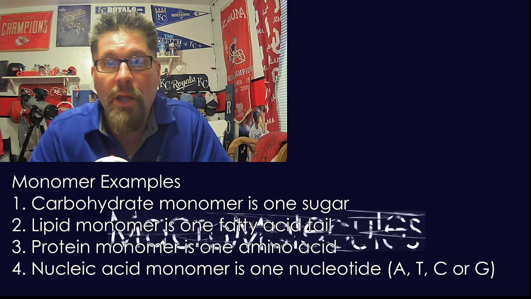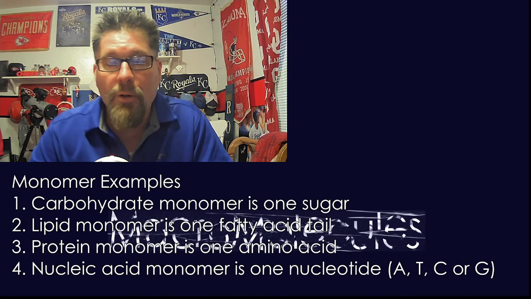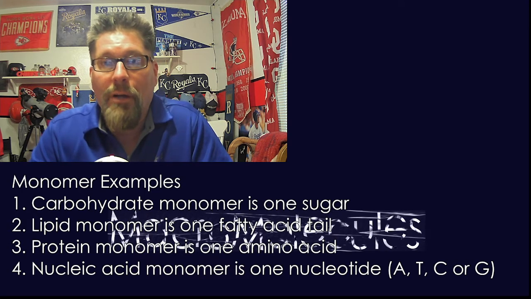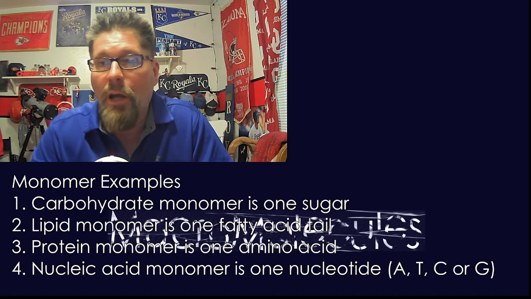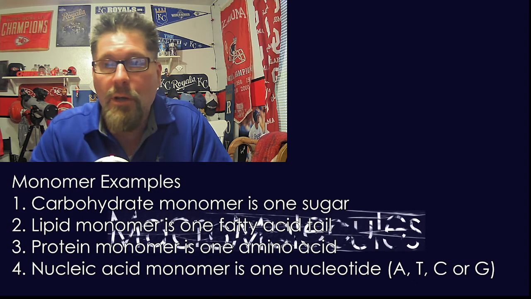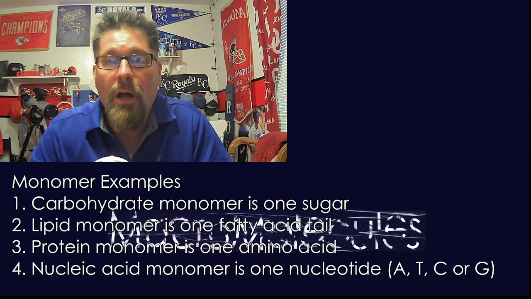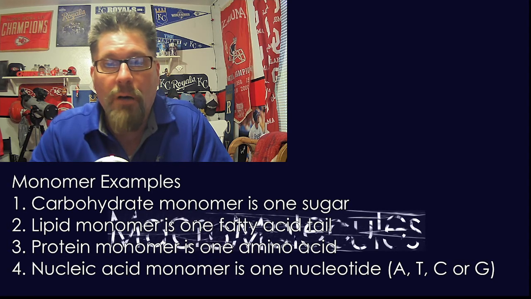And for nucleic acids, it's a nucleotide. And when we think nucleotide, you may be thinking, okay, what is that? Well, hopefully you're familiar enough with DNA and RNA to understand what A, T, C, and G are. Adenine, thymine, cytosine, guanine. Those are the building blocks for nucleic acids, things like DNA or RNA.